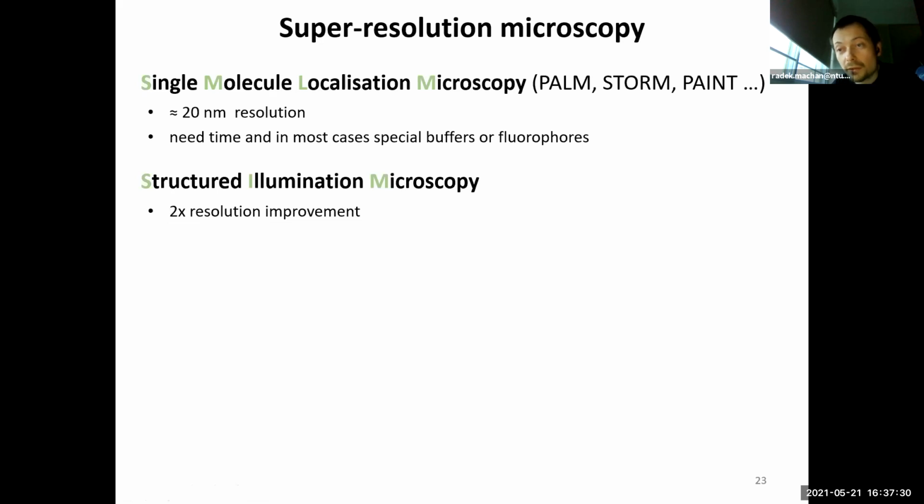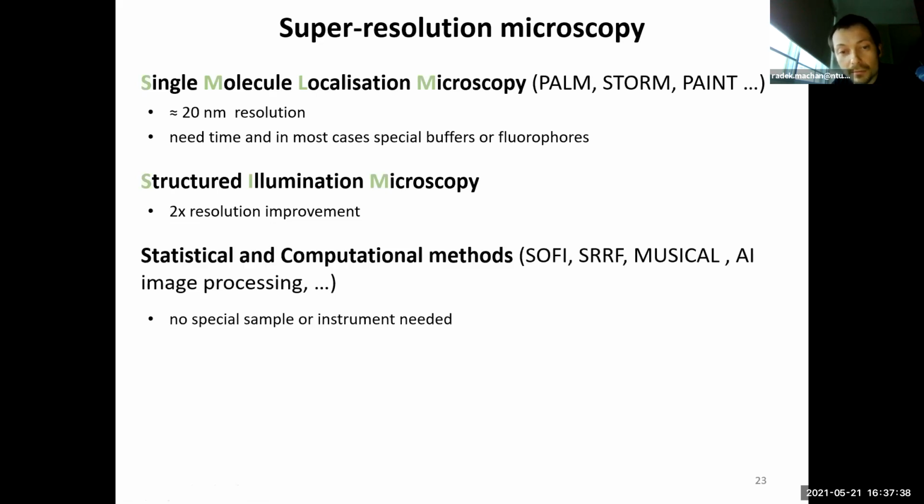So instead of 250 resolution, you might get something like 120. And then there's a variety of other approaches which allows you to improve the resolution. There are techniques like SOFI, SURF, that's something which Yongli has successfully been doing in some projects. Or there are techniques using artificial intelligence to process images and derive images with better resolution.